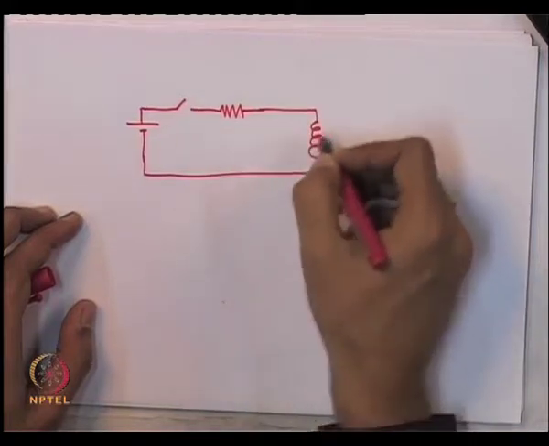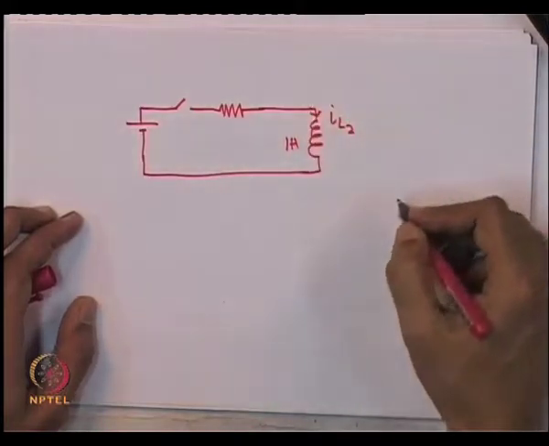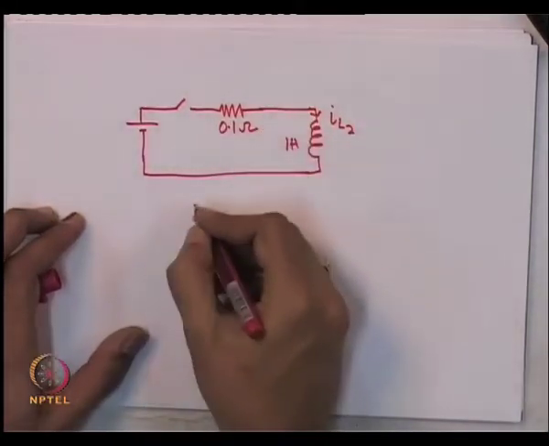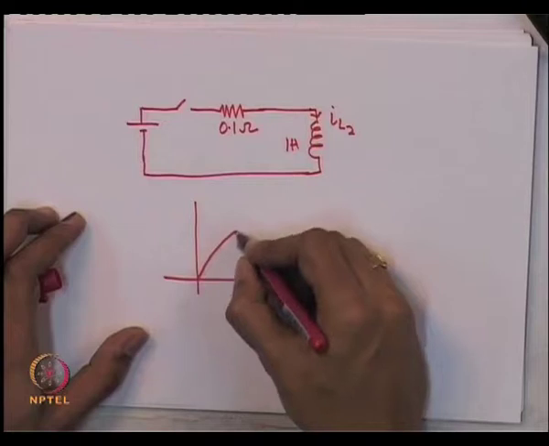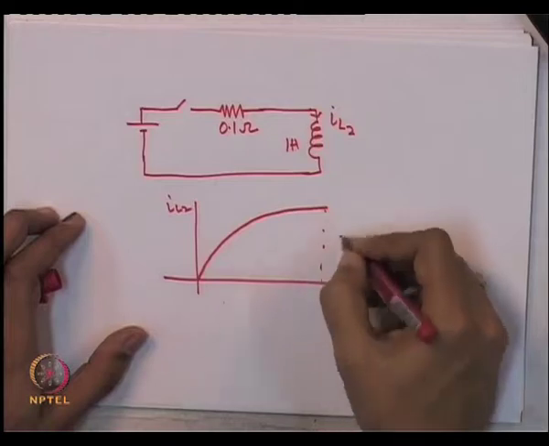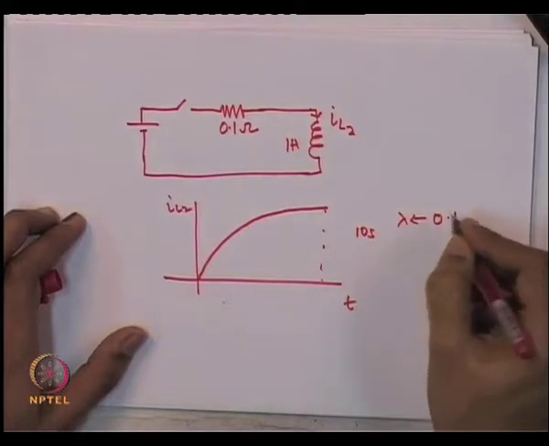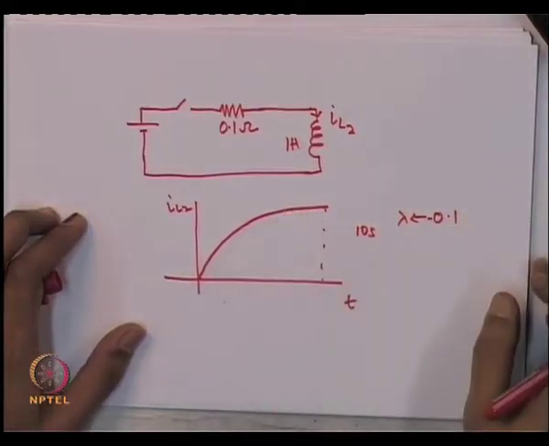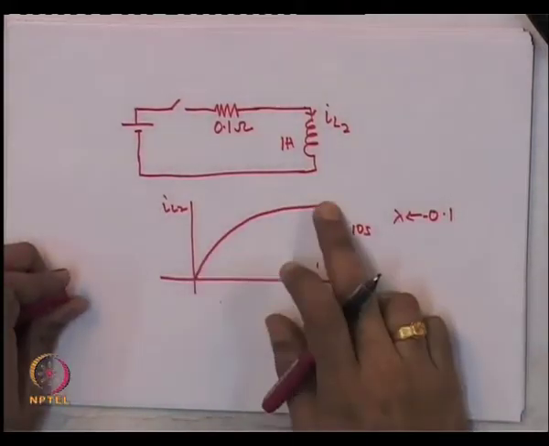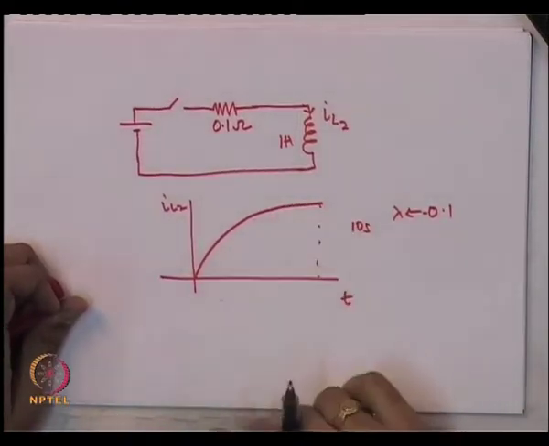this is the 1 Henry inductor, I can obtain it simply by trying to study this circuit. In fact, what is the response of this circuit? It is exactly what we got for IL2. The time constant is of course 10 seconds, the lambda for this circuit is minus 0.1. So, a simplification of the circuit does not seem to affect the response of IL2. So, it appears that we can actually make a simplification.